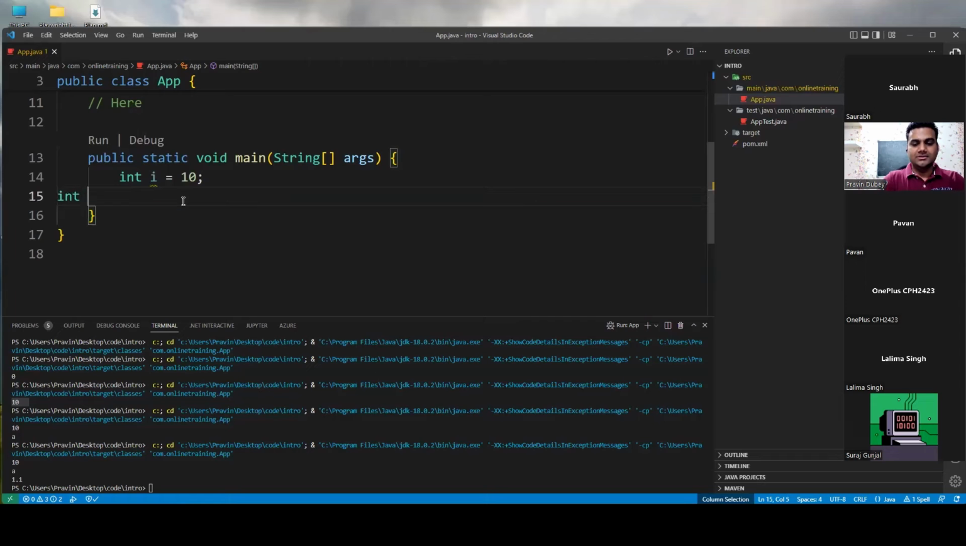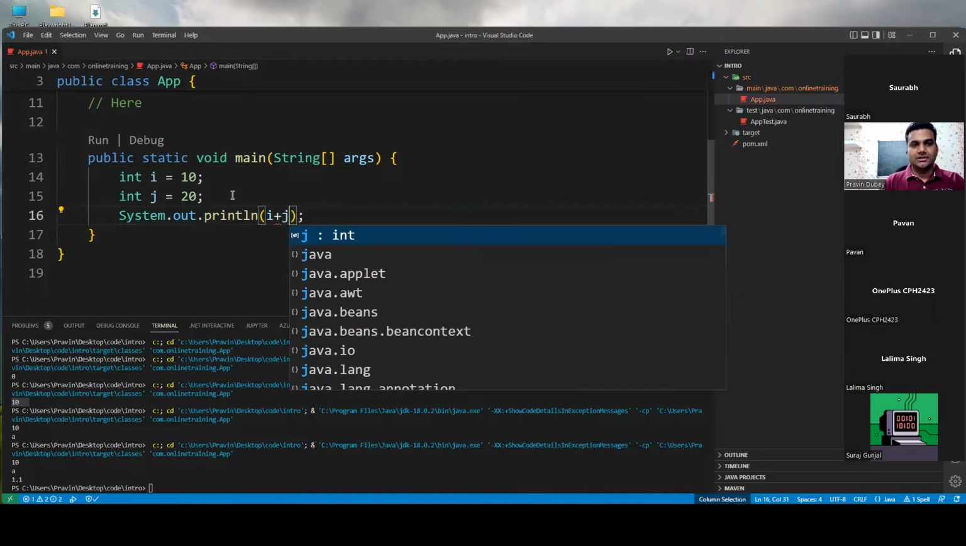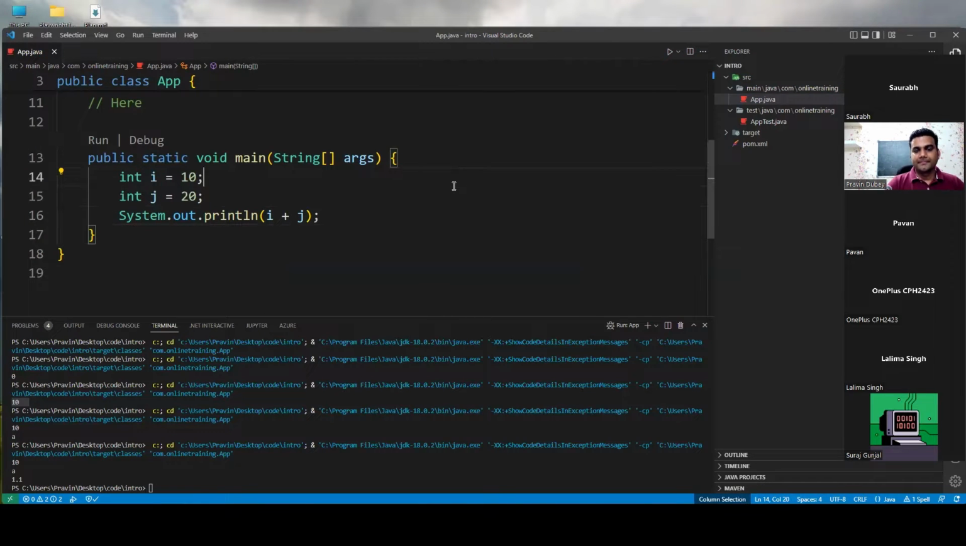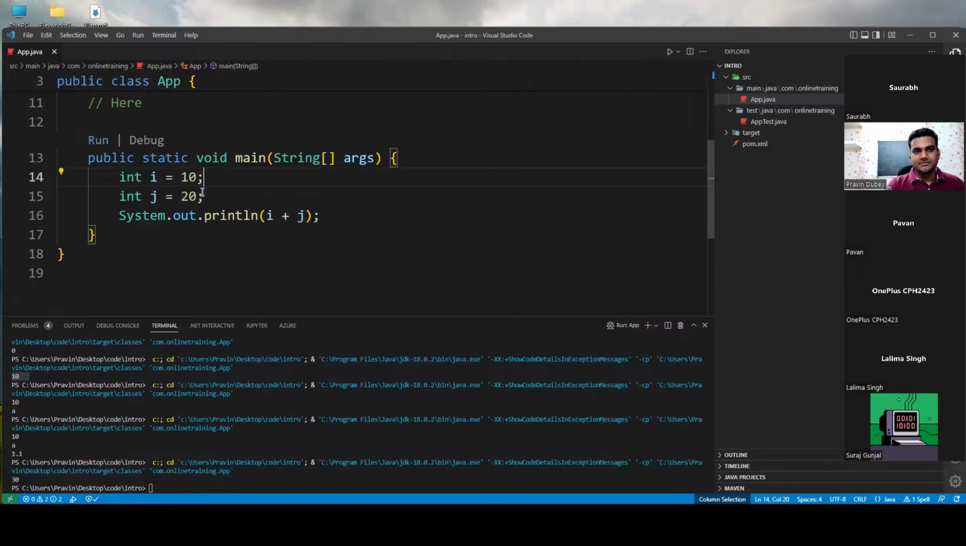Now let's say int j equals 20 and System.out.println(i + j). Now what will be printed? Now we are jumping onto the operator part. We have seen how to create integer, character, and float. Now we are jumping onto operations. So the first operation is plus. What will be the output? 30. Perfect. Straightforward, right? 10 plus 20 equals 30, and then it will print 30.